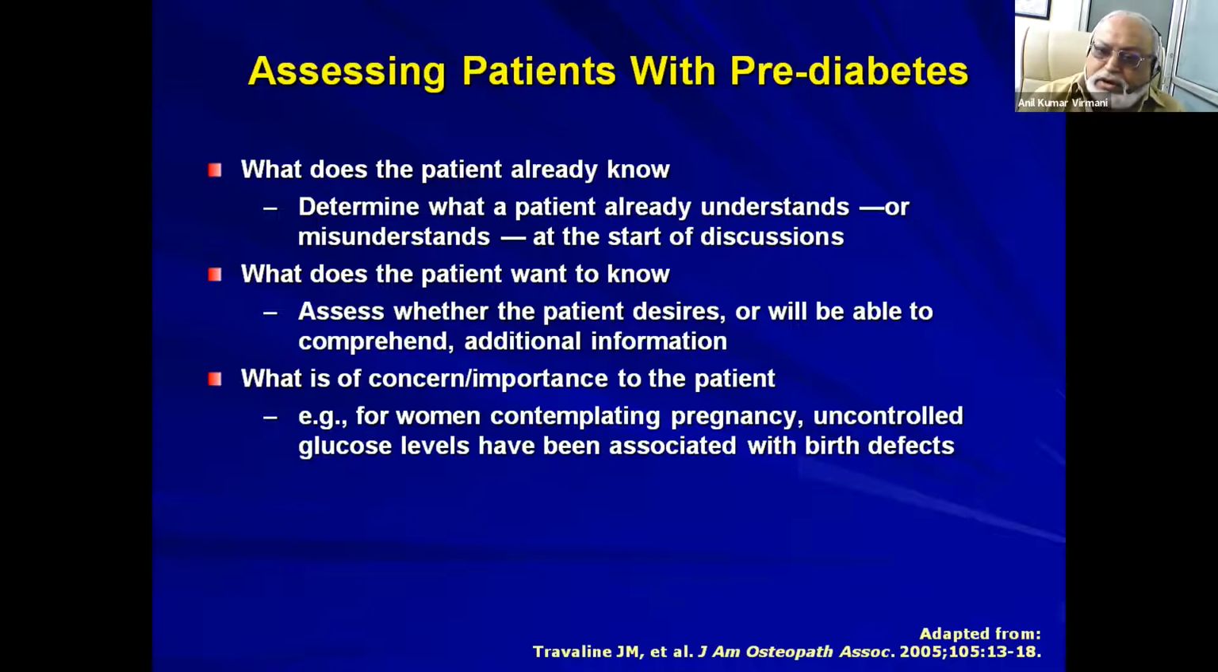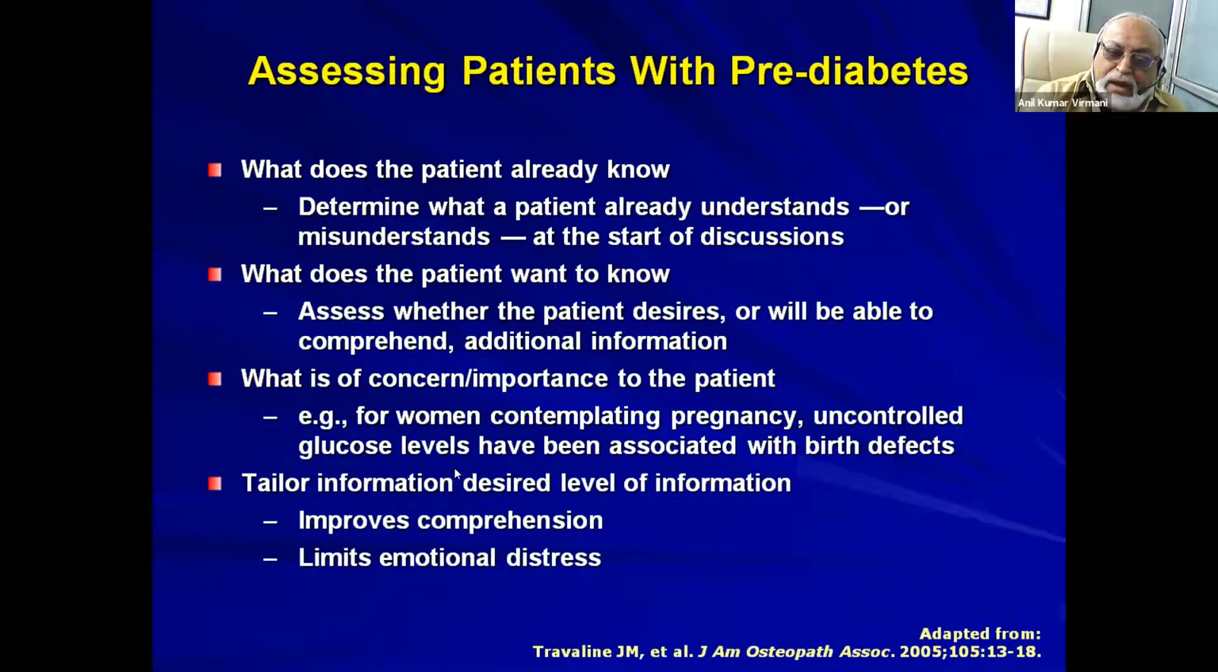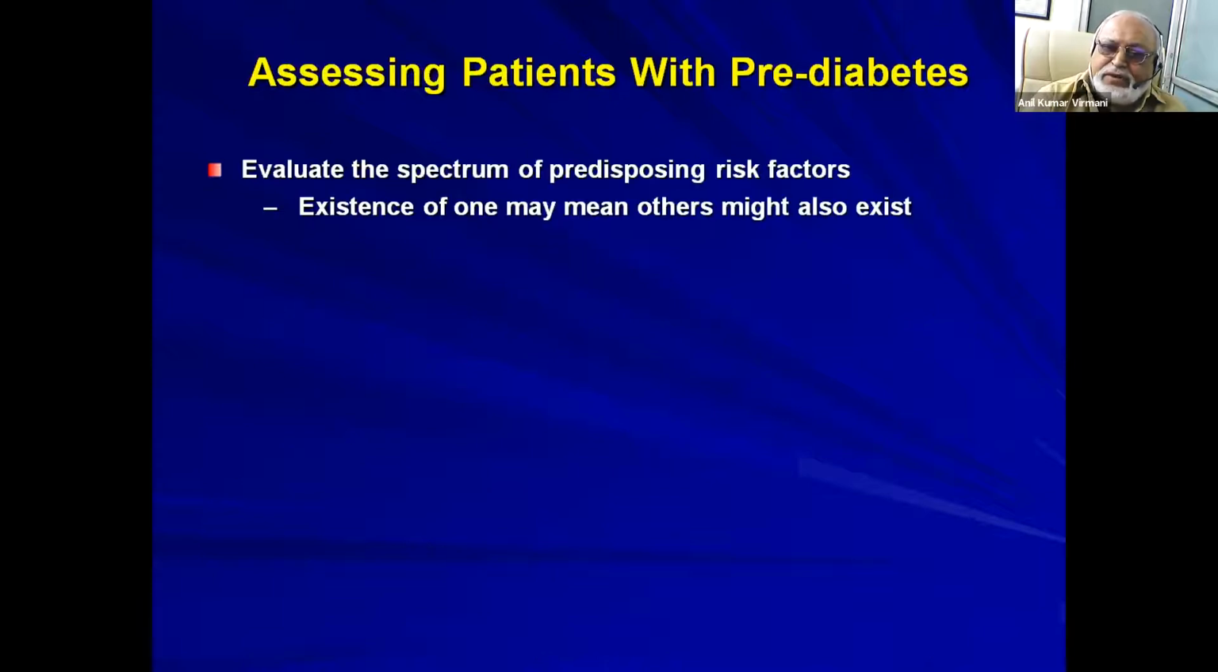He may not be bothered about nephropathy or a heart attack occurring 20 years down the line. Or women who are contemplating pregnancy, you have to give them the facts that uncontrolled blood sugar, even in the pre-diabetes stage, can lead to birth defects. And we have to tailor the information desired according to the level so that it improves comprehension and limits emotional distress. That is very important. We don't want to create so-called diabetic distress in patients of pre-diabetes.